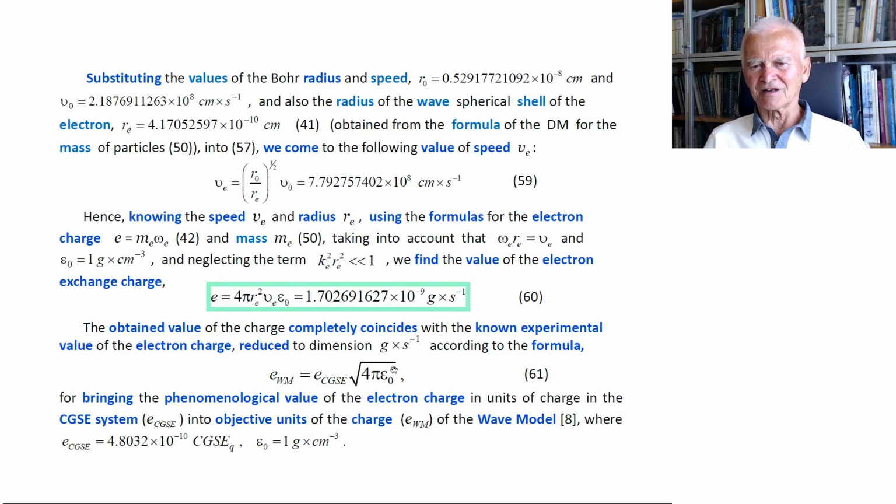Reduce it to dimensionality gram per second according to this formula. It's a formula for bringing the phenomenological value of the electron charge in units of charge in the CGSE system. This is phenomenological, known from the reference data, known from the literature. Into objective, it's a formula for bringing the phenomenological value of the electron charge into objective units of charge, the wave model. So in this formula, epsilon 0 is the absolute unit of density. It's a known value of electric charge in the CGSE units of charge. And by this formula, we arrive at the electron charge, the true value of the electron charge in objective units.